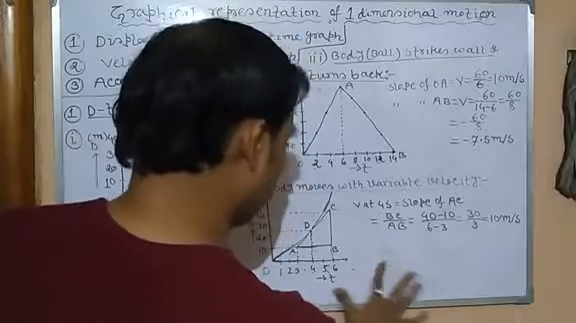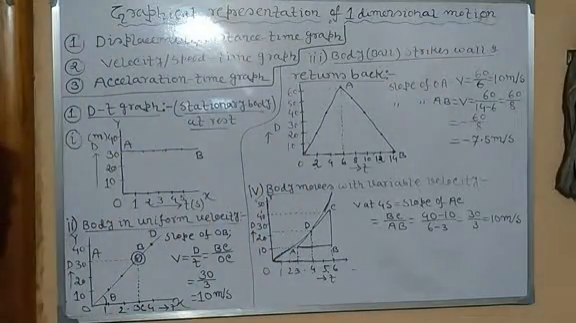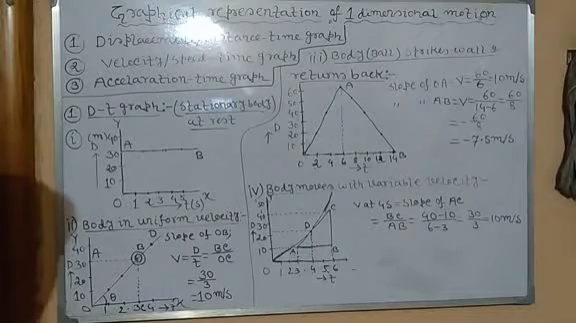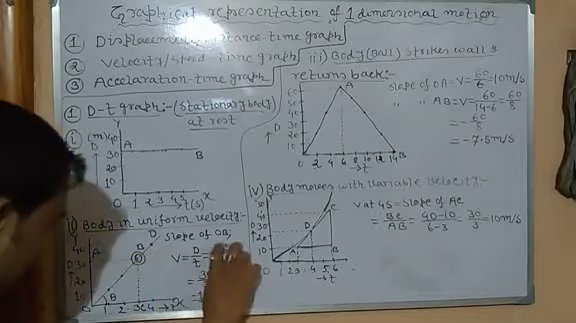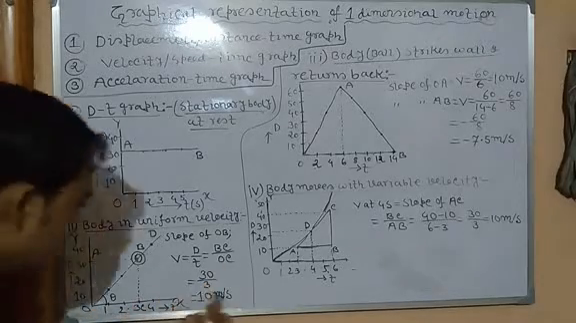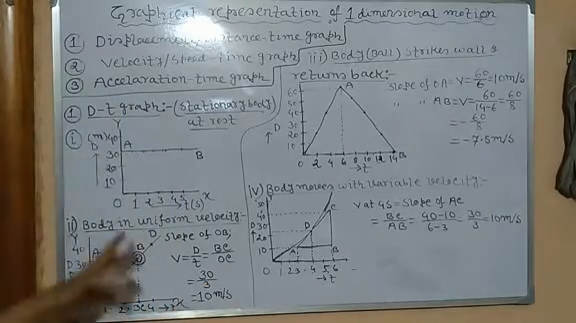Now how can we find the slope? It is derived from tan theta, so BC by OC. Clear? What is BC? You can see, this is 30. And what is OC? OC is 3 seconds. So 30 by 3 is equal to 10 meter per second. So its velocity is 10 meter per second.